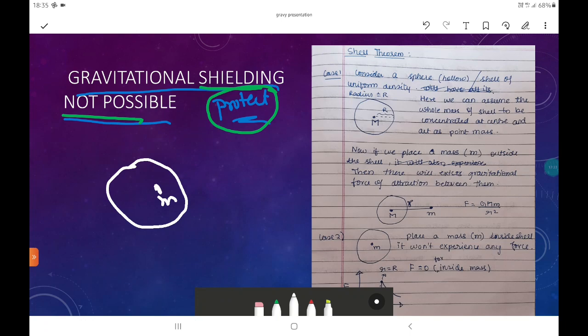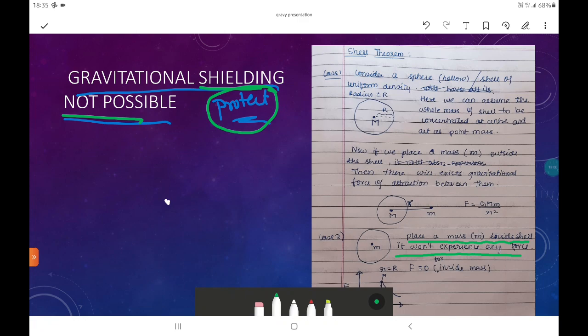Why? Because that capital mass M is now distributed all over the surface. So suppose this part is applying an attractive force this side, similarly this part is applying an attractive force this side. Like this, opposite forces will get cancelled, and the net force on the small mass m inside won't be there. I hope you got that. So if you place a mass inside the shell, it won't experience any force.